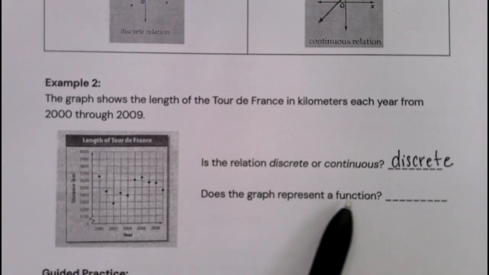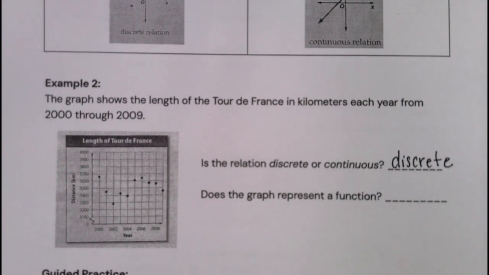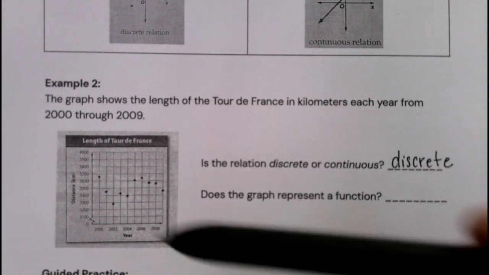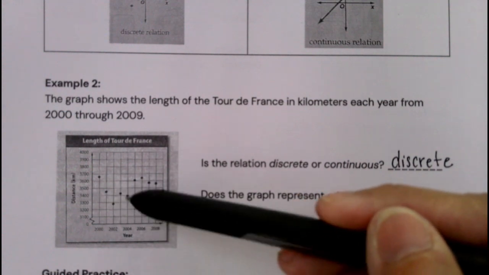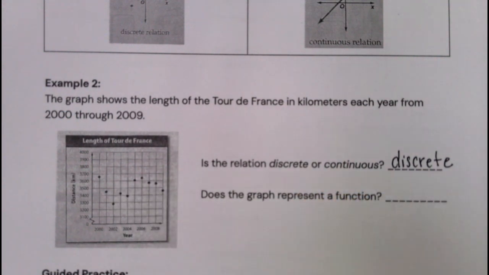Now, is it a function? So since it's graphed, we really want to look at, does it pass that vertical line test? Does this pass the vertical line test? Yeah, there aren't any two that are stacked on top of each other.